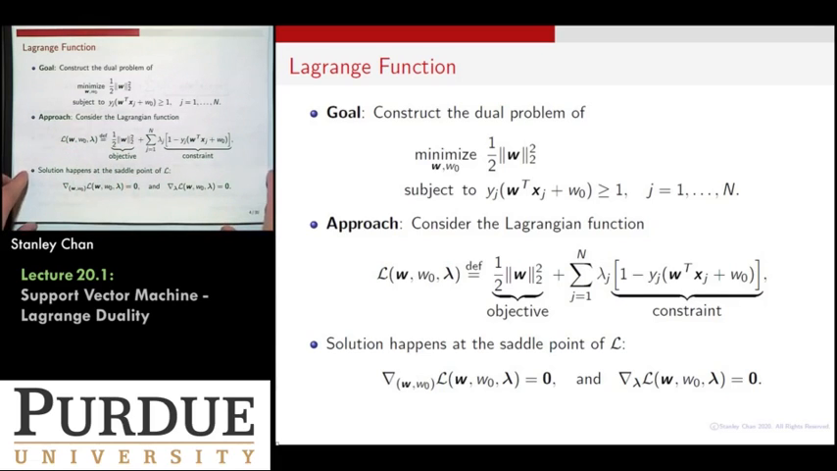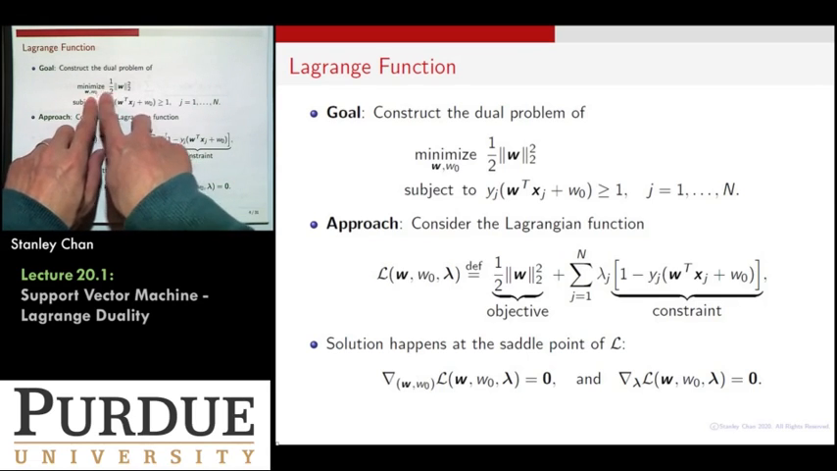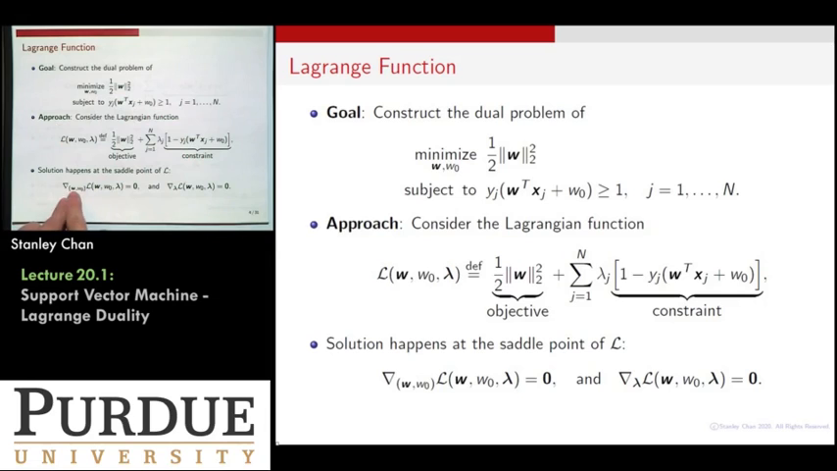And then, if you want to solve for a solution for this problem, then the classical optimization says that you need to find a saddle point of the Lagrangian function. And by saddle point, I mean that you take the gradient with respect to your primal variables. Okay, so this is called the primal variable because these are the variables that you want to solve originally. You take the gradient of the Lagrangian with respect to these variables, you will get 0. In addition, if you take the gradient of the Lagrangian with respect to your Lagrange multiplier, you will also get 0.